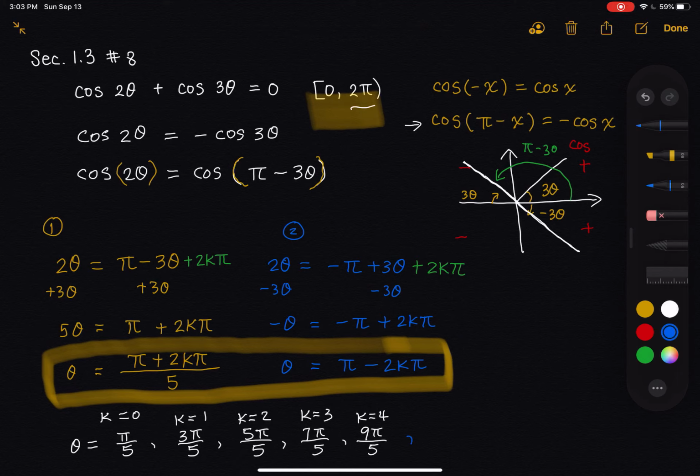Now for the blue equation, when k equals 0, we get pi, which is the same as right here. You can examine, but you cannot plug in k equals 1 because that would be negative. When you plug in k equals negative 1, it's too big. So we stop right here. So we have 5 particular solutions inside this interval, and they are pi over 5, 3 pi over 5, pi, 7 pi over 5, and 9 pi over 5.